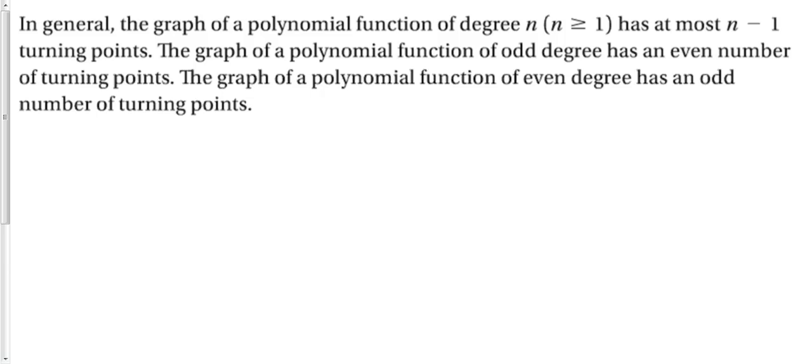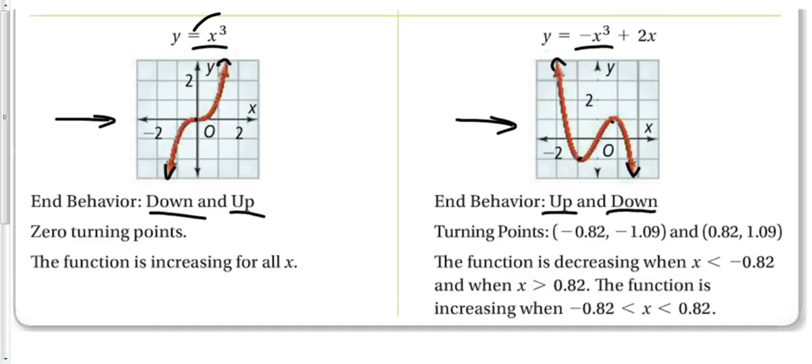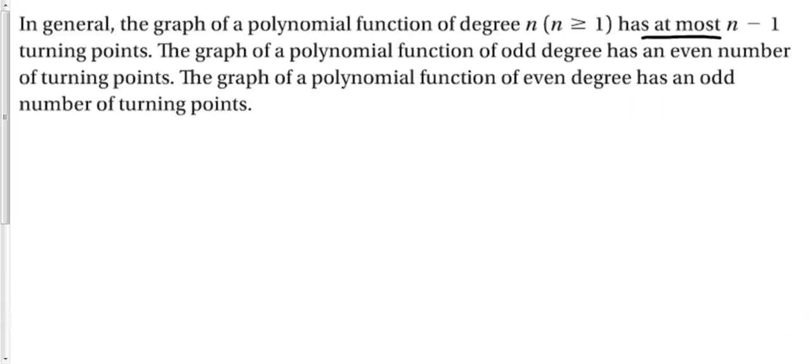So in general, the graph of a polynomial function of degree n, just something bigger than 1, something more than a line, has at most n minus 1 turning points. At most, not exactly, at most. Because as we saw in this picture right here, this is to the 3rd power. It had none. This is to the 3rd power. It had 2. So you can't necessarily tell exactly how many turning points a graph will have just by looking at the equation, but you can tell its maximum number of turning points.